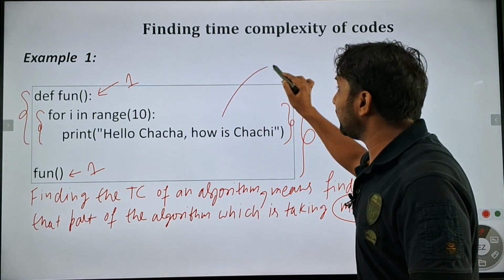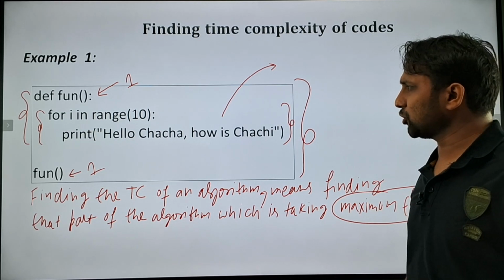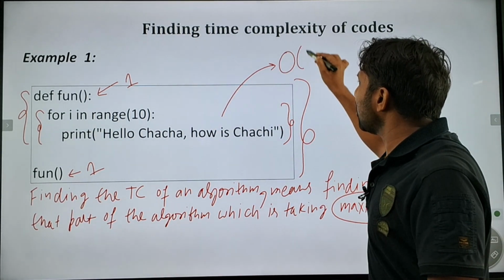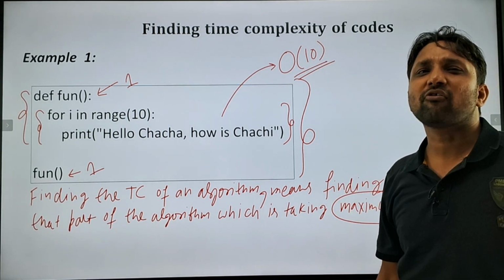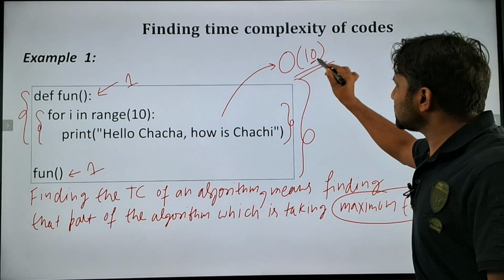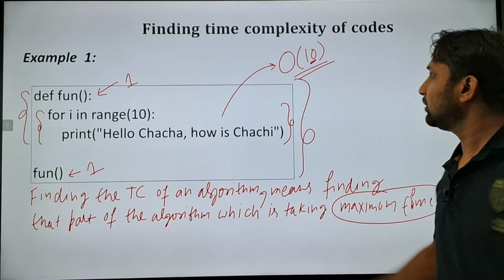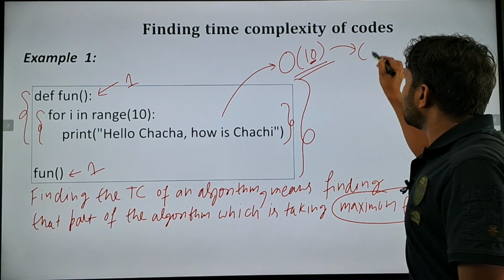So the time complexity will depend upon how much time this loop is executing. How much time this loop is executing? This loop is executing 10 times. I can say that, okay, this will take order of 10 times. This code will take how much time? Order of 10. And 10 is constant over here. Whenever you find the time complexity, any constant, any number, put it into the constant category.